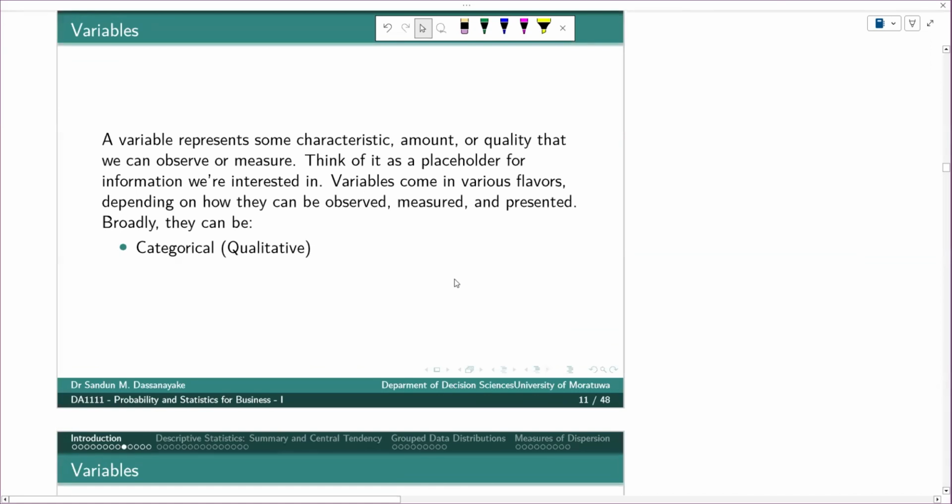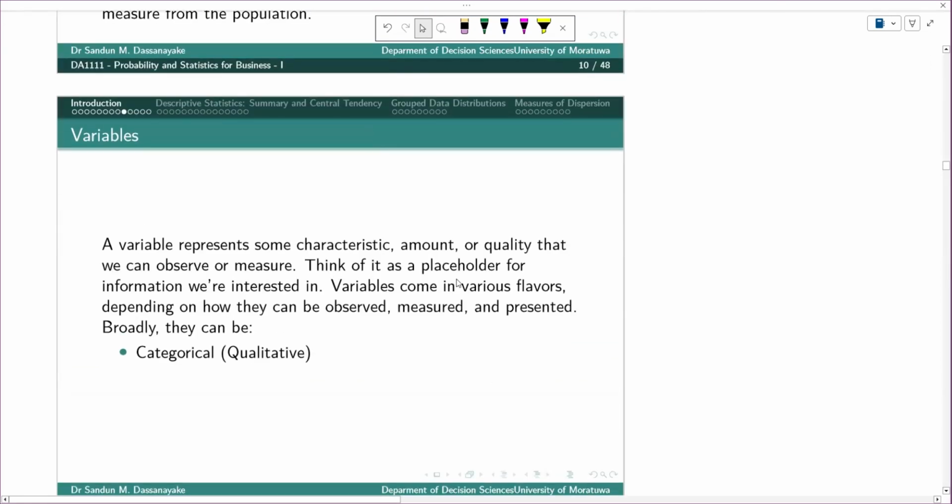A variable represents some characteristic, amount, or quality that we can observe or measure. Like in the previous case, whether it's a pizza, or the price, it is the quality that we can measure. Think of it as a placeholder for information we are interested in. Variables come in various flavors depending on how they can be observed. You have categorical variables. Those are actually called qualitative because they talk about quality. It's not a measurement, it's a quality.